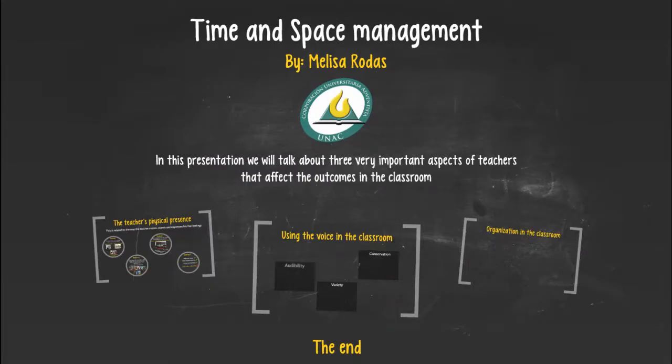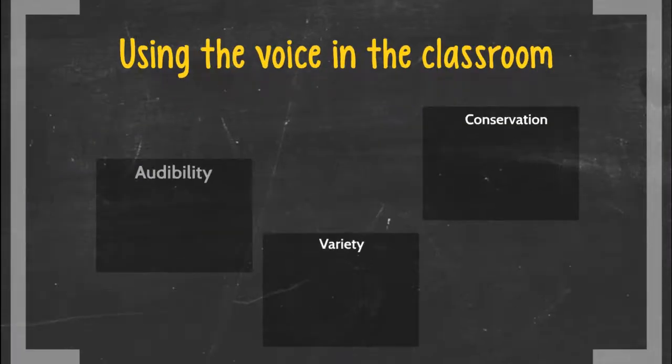So that was all we were going to mention about the teacher's physical presence. Let's move to using our voice in the classroom. Once again, we have 3 smaller subtopics. We have audibility, variety, and conservation. Each one is really important, so we will take a couple of minutes to explain in detail.